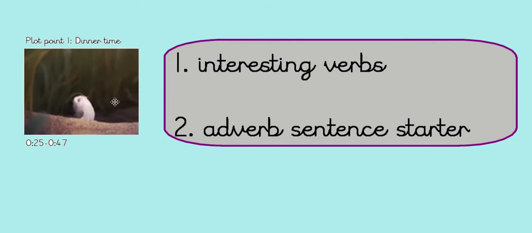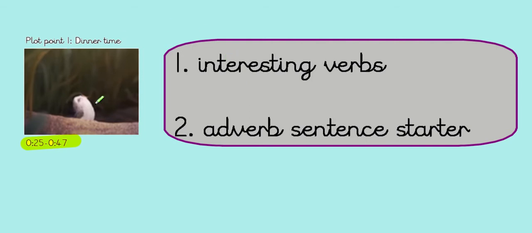Here we go. So plot point 1, children, I'm calling it dinner time. Okay, that's the beginning of the story when Piper is really, really hungry, Mummy's gone away to go and get some food, and Piper cannot wait to eat something. And I've popped the timestamp here so that you can go and just watch that section if you'd like to. From 25 seconds to 47 seconds. That's the part of the story we're focusing on today.